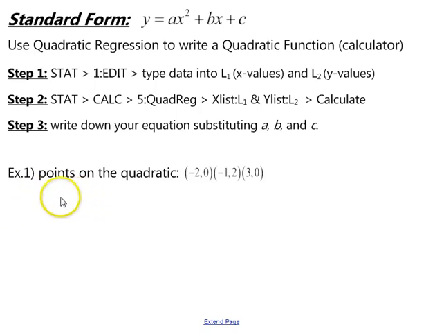So hopefully you wrote all that down. Now before we move over to the calculator, I want you to write this down in your notes. Our first example, we're given 3 points of the quadratic: (-2, 0), (-1, 2), and (3, 0).